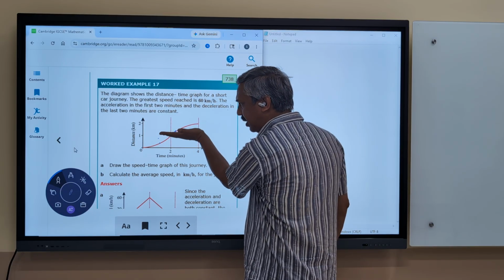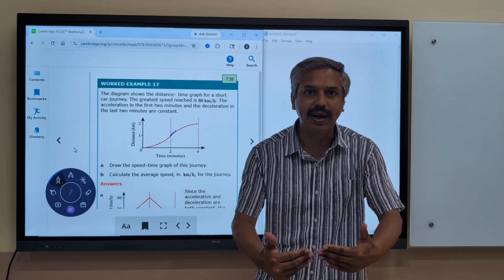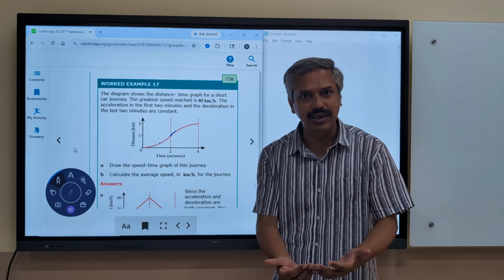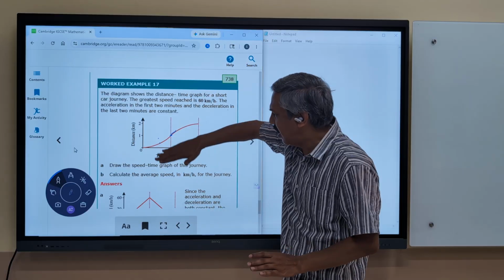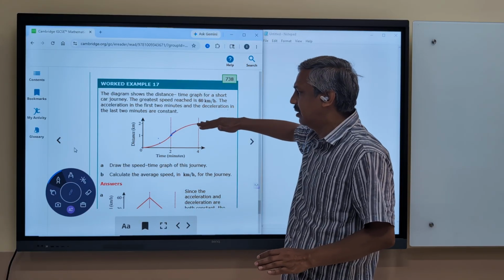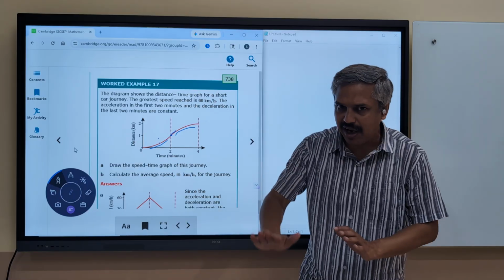You think that the object is going up? No, the distance is increasing. When you apply the brakes, you still move ahead, right? So the distance is increasing. But the increasing distance is slowing down. The curve is becoming flatter. So in this case, the brakes are applied. In this case, the accelerator pedal was applied.